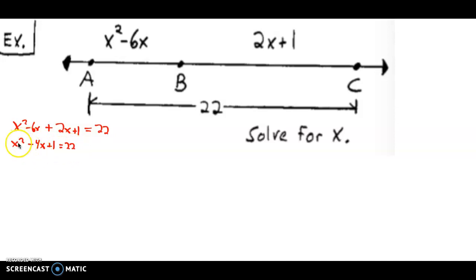This is called a quadratic, where we have different powers of x: we've got x squared, and we've got x to the first power. In order to solve for x, what we need to do is set this whole thing equal to 0. So I'm going to subtract the 22 from both sides. We get our x squared minus 4x. 1 minus 22 is a minus 21 to equal 0. That equals 0 is a key part of this.